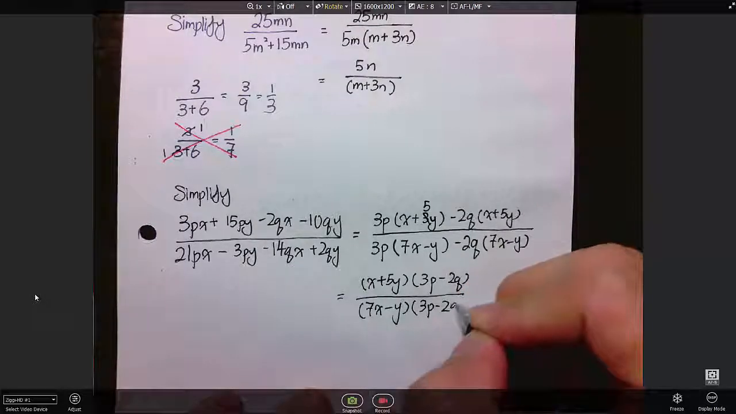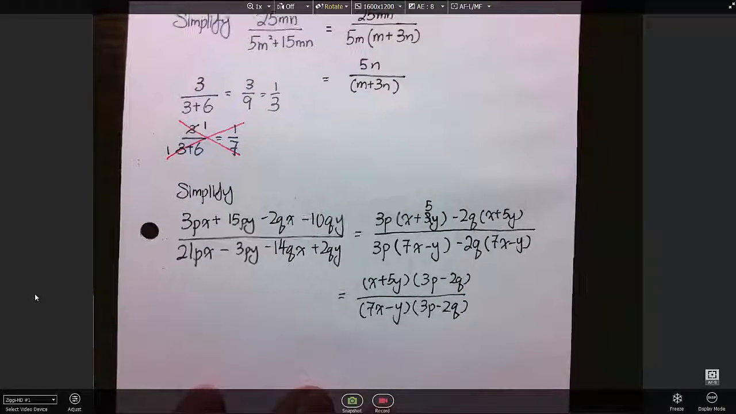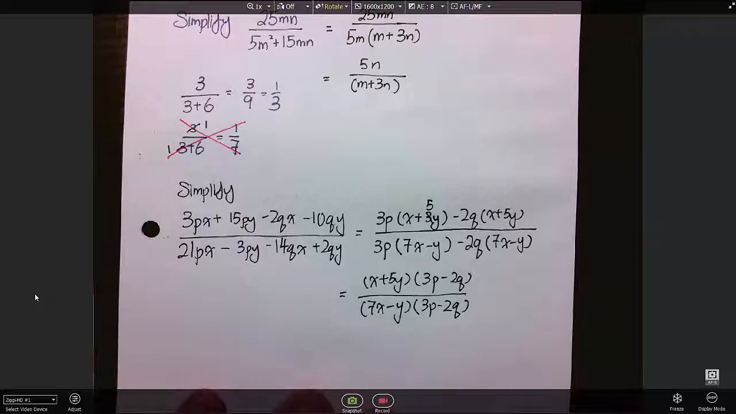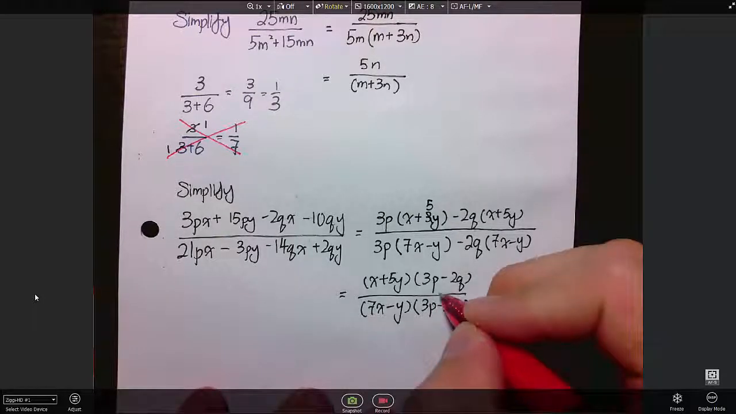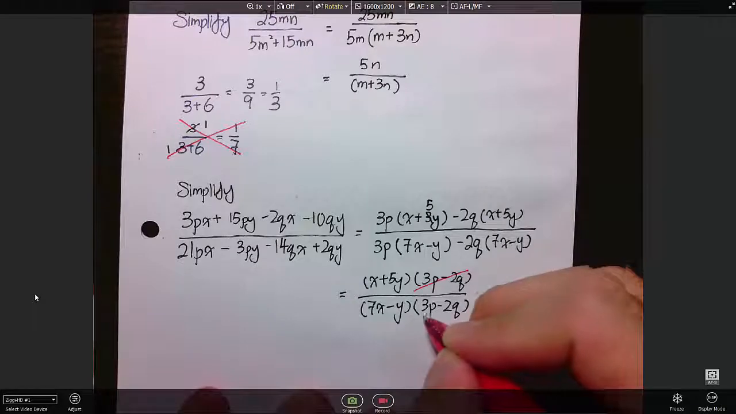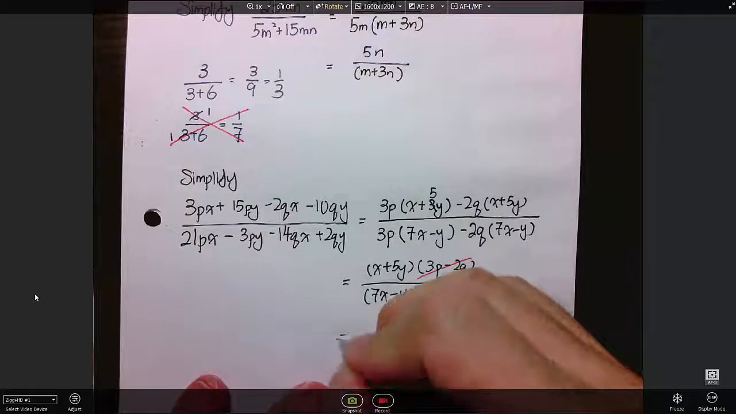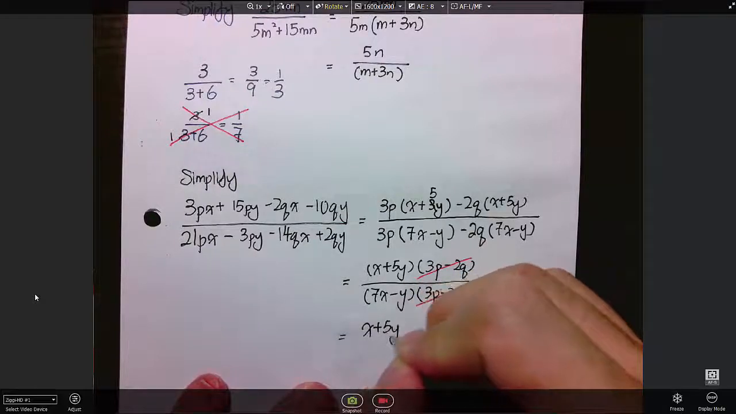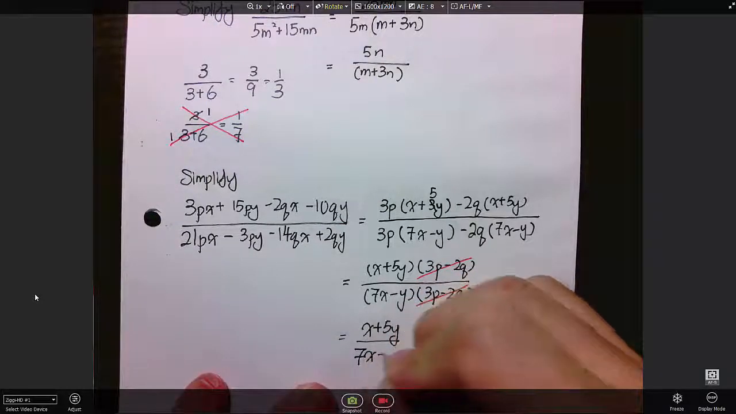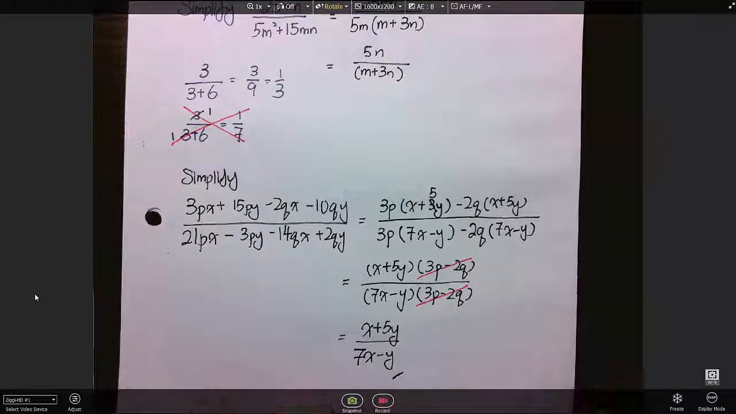Down here we can see that the common factor that we can eliminate is 3p minus 2q. So I eliminate 3p minus 2q, 3p minus 2q. What I'm left with is x plus 5y over 7x minus y. I have simplified this algebraic fraction. And this is the end of my examples for 3.1.